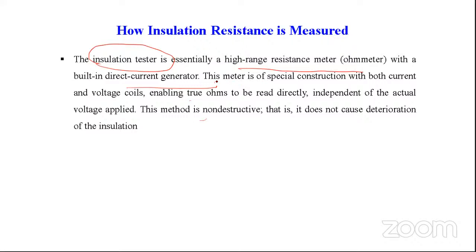This meter is a special construction with both current and voltage coils, enabling ohms to be read directly, independent of the actual voltage applied. So this method is non-destructive. Without destruction of the insulating material, we can measure the insulation resistance. It does not cause deterioration of the insulation.